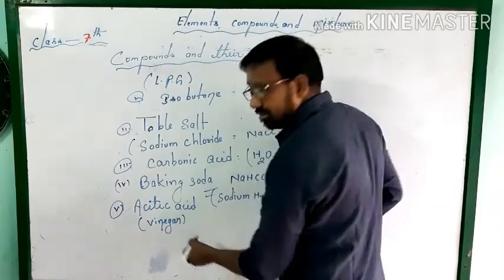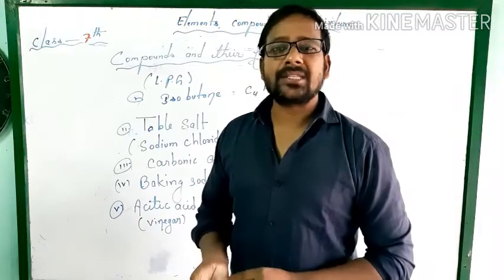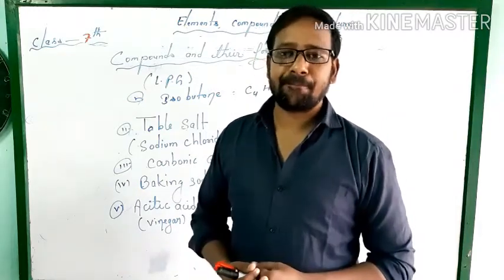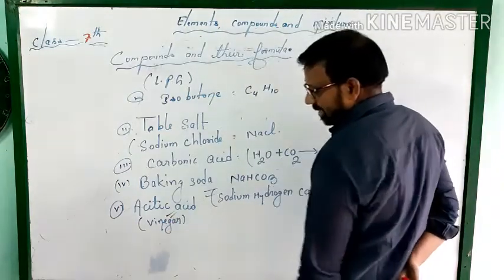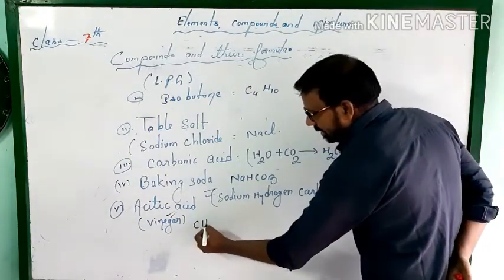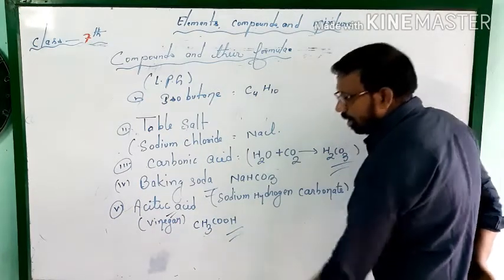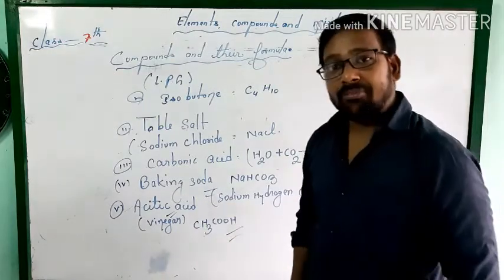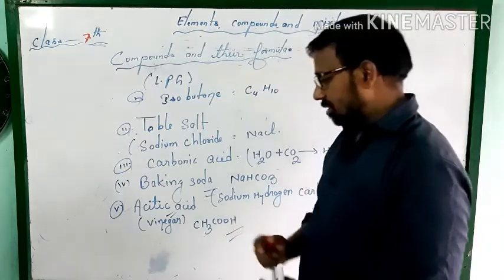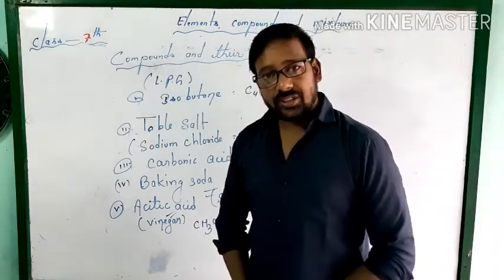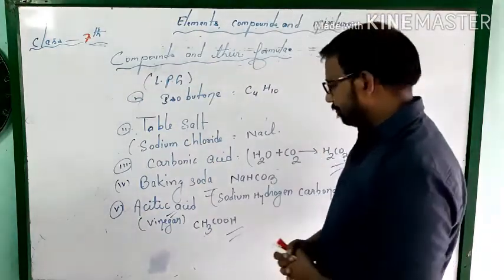What is vinegar? It is used in your chow mein, fried rice, especially in Chinese food. The chemical name of vinegar is acetic acid, and the formula is CH3COOH. That is the formula of acetic acid, which is used in vinegar. About 30% is used. There is no need to understand that.